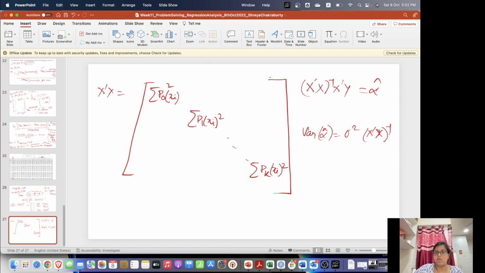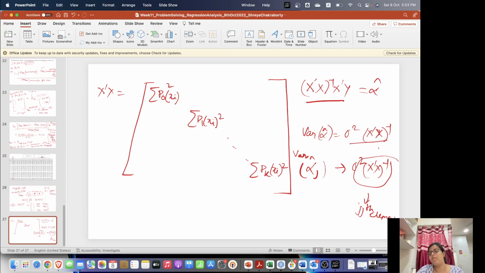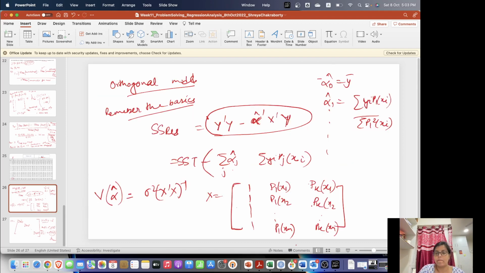So this matrix, if you just do an inverse, and if you are asked to find the variance of alpha j hat, it would be sigma square times the jth element of this matrix. Okay, so the main thing that I want to convey is that you remember the main formulas. The other thing is just modulation of the X matrix, and that is how you will arrive at the final answers.